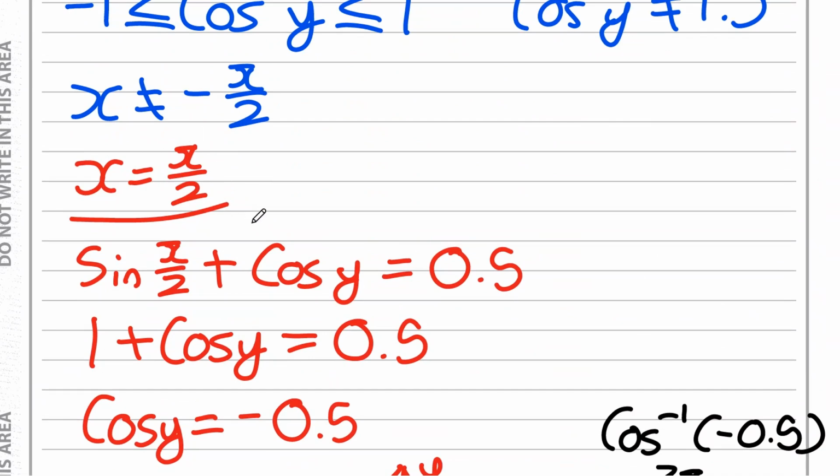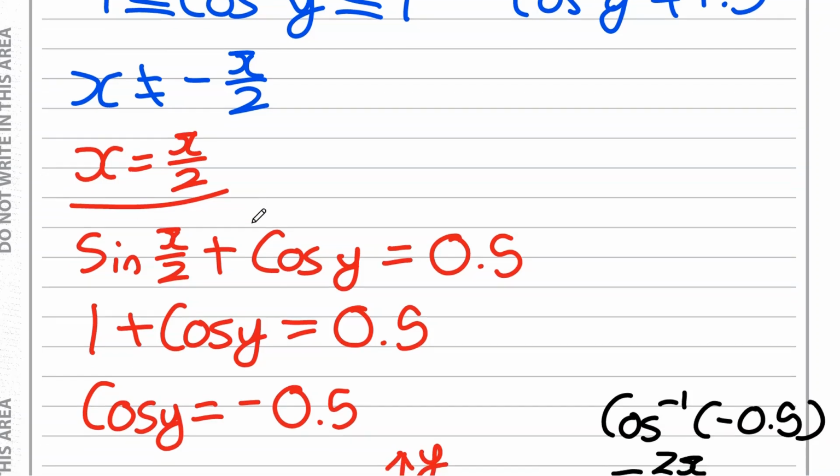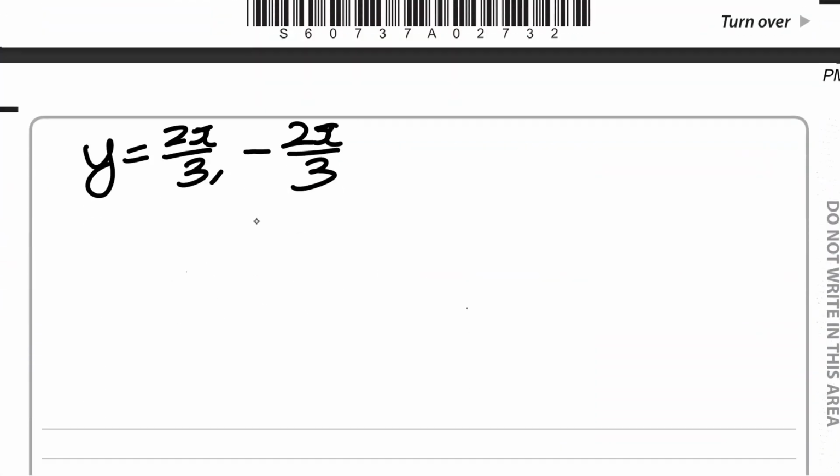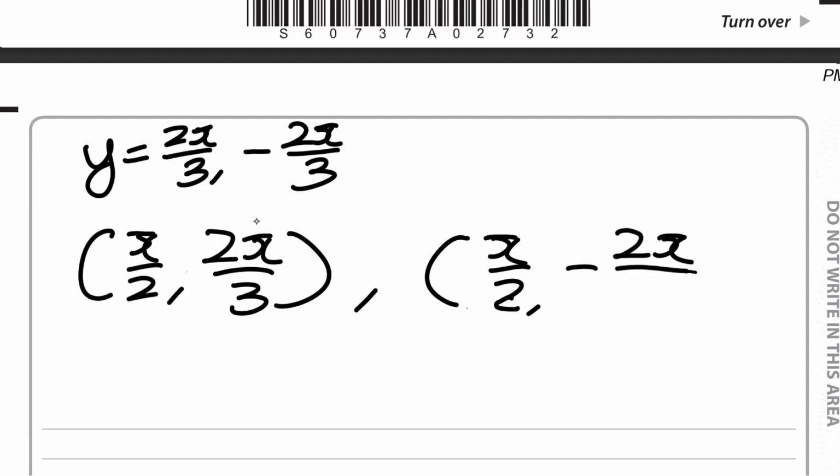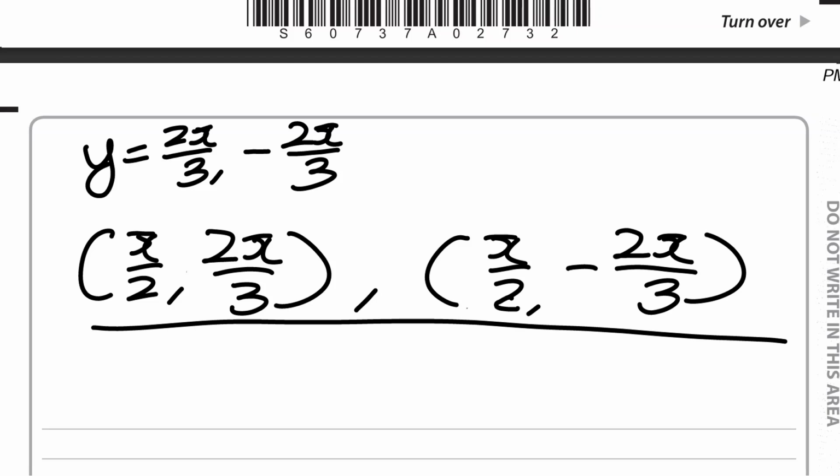So therefore there are two possible coordinates for P. It's when x is equal to pi over 2 and y is equal to 2 pi over 3, or when x is equal to pi over 2 still, but y is equal to minus 2 pi over 3. And these here are the two possible points for P.